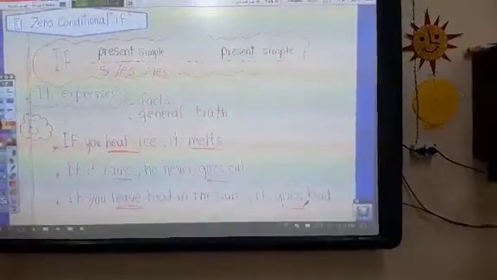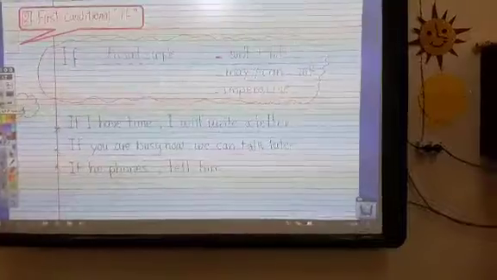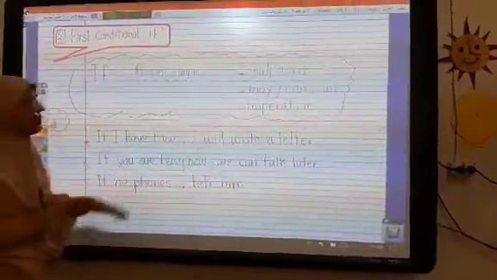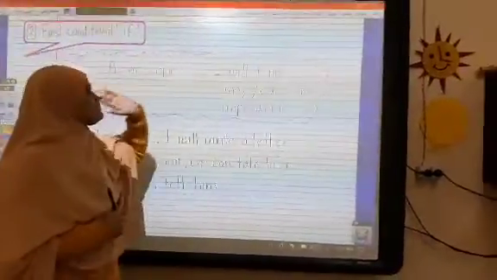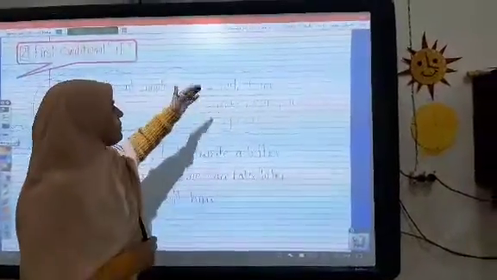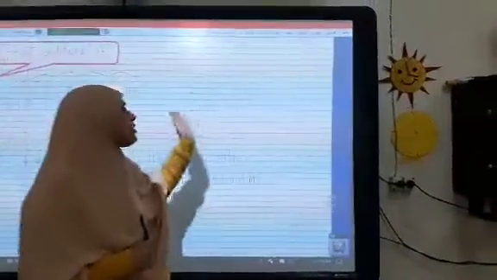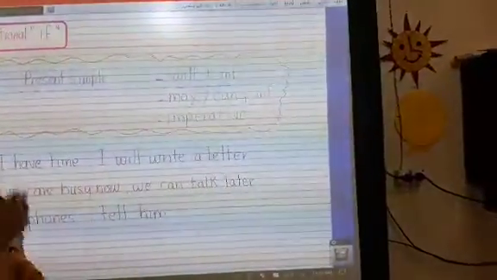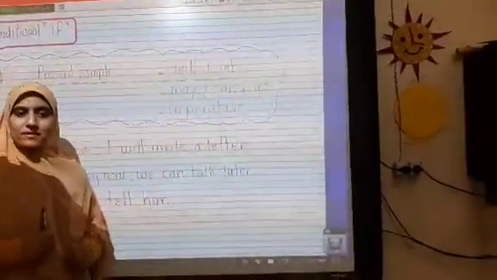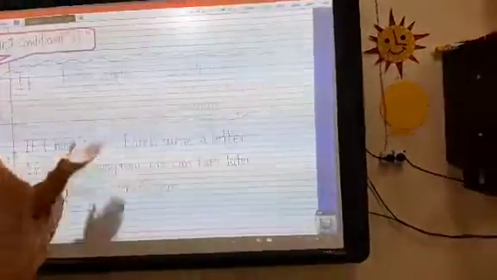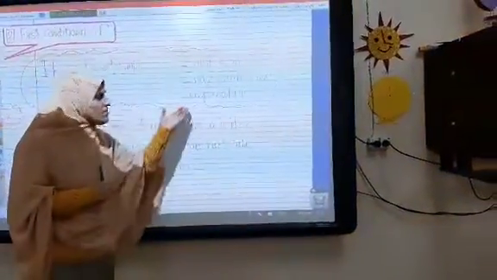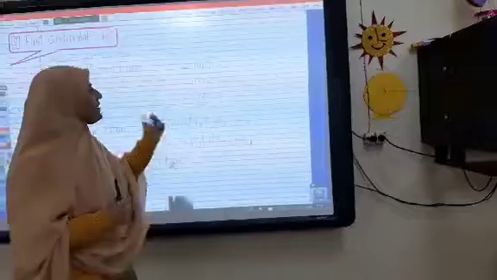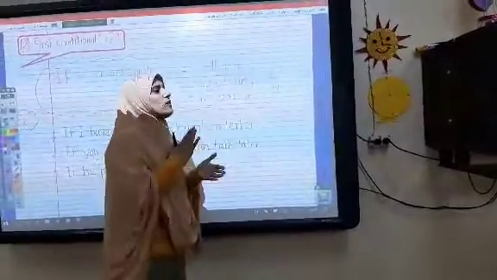Let's move on to the first conditional if. If followed by two sentences. Present simple. And the second part will be will plus infinitive, or may plus infinitive, or can plus infinitive, or any modal verbs, or imperative. When I ask you, what is the meaning of imperative? Imperative is a verb in the infinitive form, a verb without any additions.